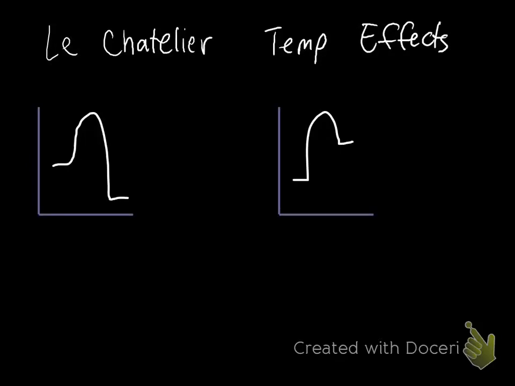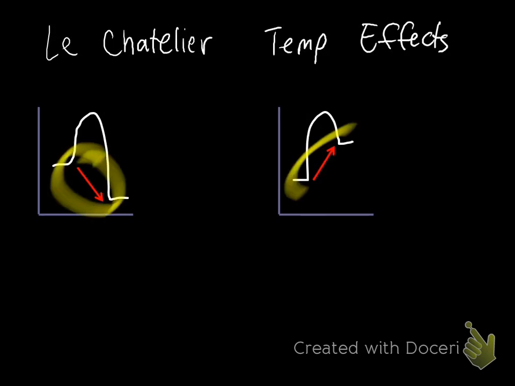Alright, so today we're going to continue what we were doing yesterday with Le Chatelier's principle, except this time we're going to actually study some temperature effects. As you can see, there are two different graphs. One is on the left, and one is on the right. They're slightly different in the sense that they're mirror images of each other. But the most important piece of this is that one of them starts out higher and ends up lower. The other one starts out lower and ends up higher.